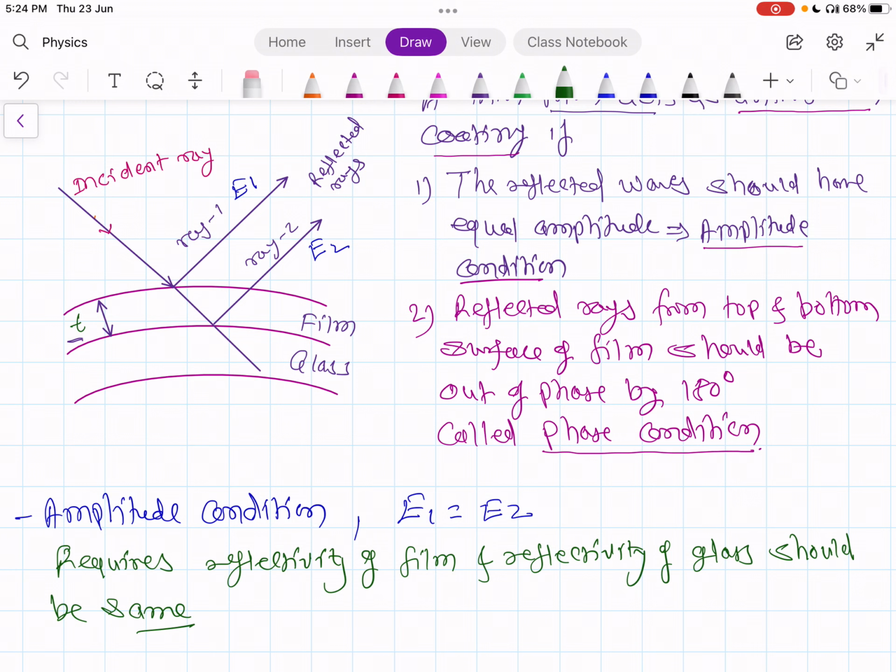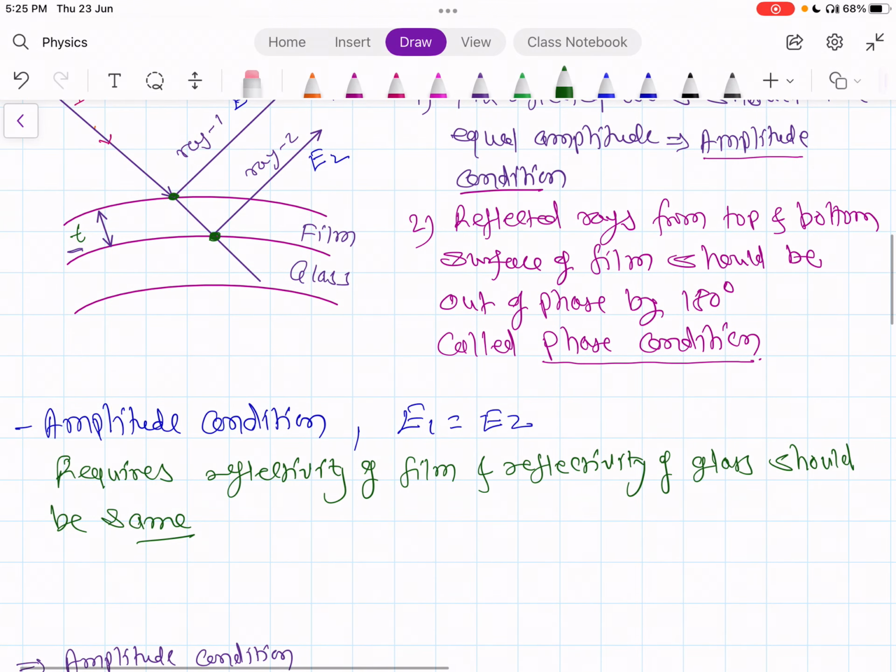Reflectivity of the film from which ray 1 is reflected and reflectivity of ray 2 from the glass surface. Here ray 2 is reflected from the top surface of the glass. Ray 1 is reflected from the top surface of the film. So the reflectivity of the film for ray 1 should be equal to the reflectivity of the glass for ray 2. When the reflectivities of ray 1 and ray 2 are the same, then ray 1 and ray 2 will have equal amplitude.